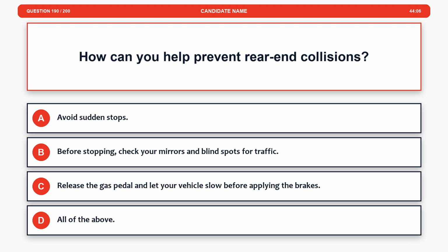Question 190. How can you help prevent rear-end collisions? Option A. Avoid sudden stops. Option B. Before stopping, check your mirrors and blind spots for traffic. Option C. Release the gas pedal and let your vehicle slow before applying the brakes. Option D. All of the above.